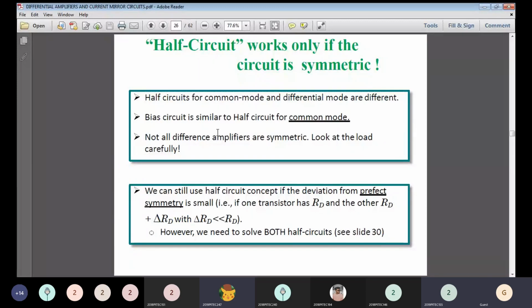Not all differential amplifiers are symmetric. Okay, we should see the load part carefully. Not all differential amplifiers are symmetric. Okay, for a perfect symmetry case, if one resistor has RD and the other has RD plus delta RD, that delta RD value is very, very much less than RD.